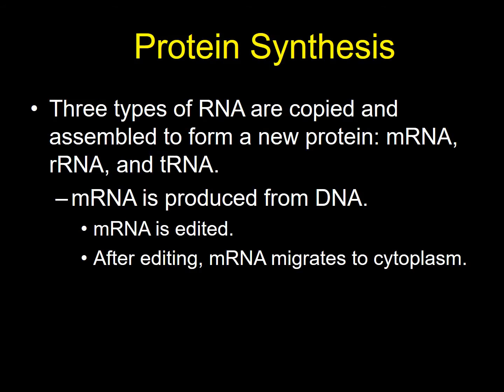And then, like I mentioned last week, there are three types of RNA that have to be transcribed that all come together to translate into a protein. There's messenger RNA, there's ribosomal RNA, and there is transfer RNA. So the messenger RNA is transcribed from the DNA, and then it is edited, and then that messenger RNA migrates out of the nucleus into the cytoplasm.